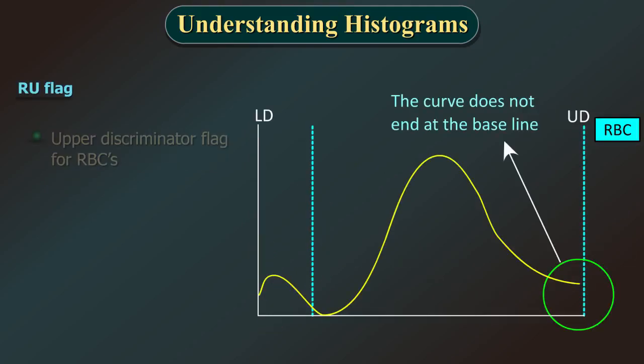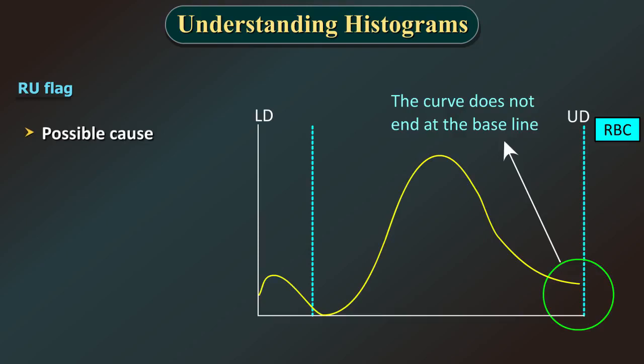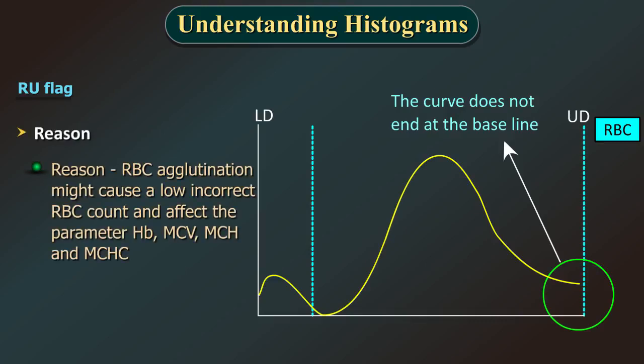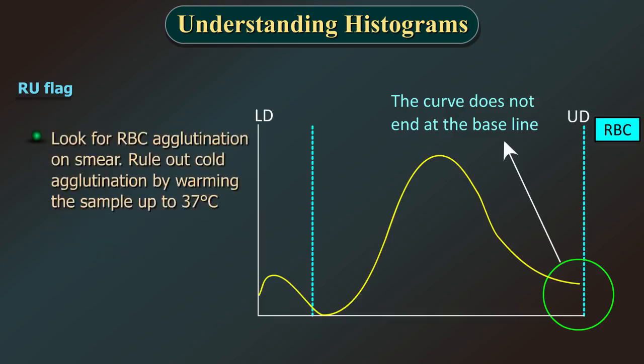RU flag, upper discriminator flag for RBCs. Generally, this happens when the upper discriminator exceeds 5% of the preset height value but may vary from machine to machine. The possible cause: cold agglutination, rouleaux formation. Reason: RBC agglutination might cause a low incorrect RBC count and affect the parameters HB, MCV, MCH, and MCHC. Look for RBC agglutination on smear. Rule out cold agglutination by warming the sample up to 37 degrees Celsius.